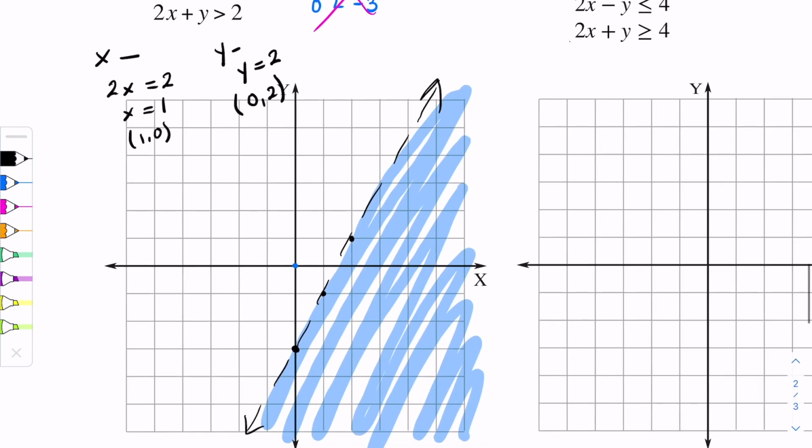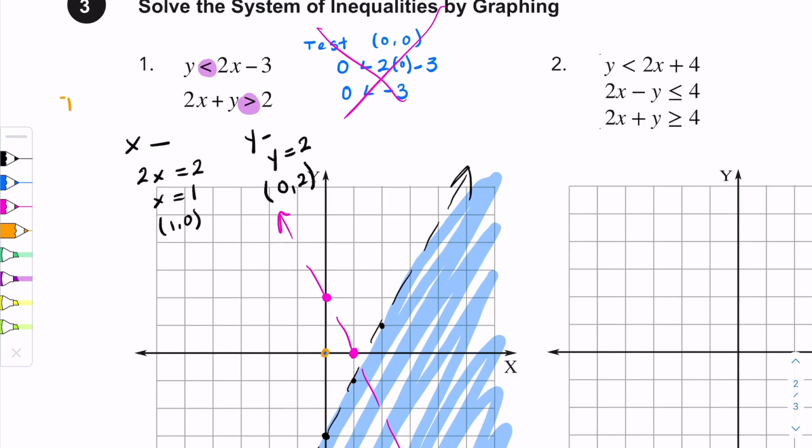So I'm going to graph those points at (1, 0) and at (0, 2). This is also a dashed line because of the inequality sign. All right, we're going to pick a point and we're going to test that point. I'm going to pick (0, 0) again, and this time I'm testing it in the second inequality.